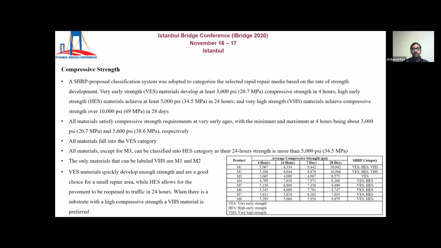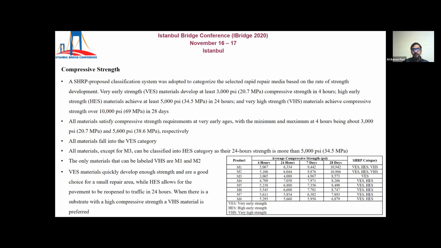For compressive strength, we used the SHRP proposed classification system to categorize these materials based on their rate of strength development. The first category is very early strength, or VES, materials, which develop around 20.7 megapascal compressive strength in 4 hours. The high early strength or HES materials achieve at least 5,000 psi or 34.5 megapascal in 24 hours, and very high strength materials achieve compressive strength of over 69 megapascal in 28 days. All of the 8 materials that we tested satisfied the requirement for VES materials, with minimum and maximum 4-hour strength being about 20.7 megapascal and 38.6 megapascal respectively.